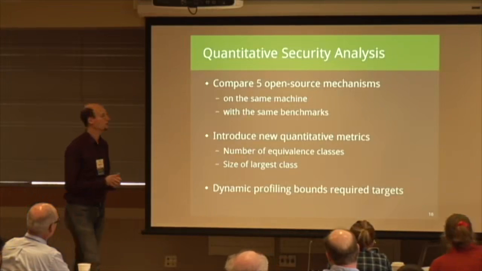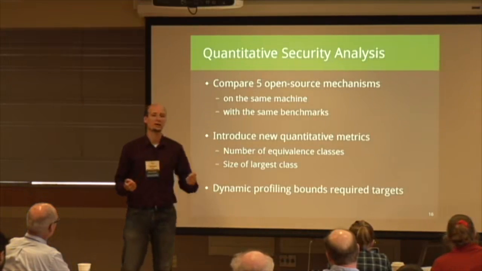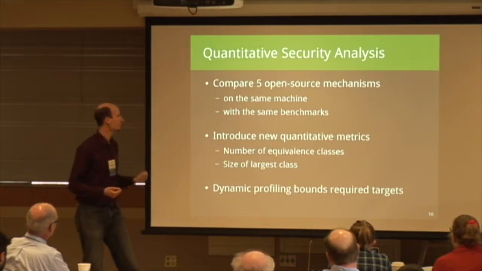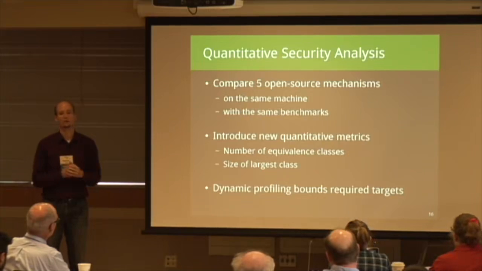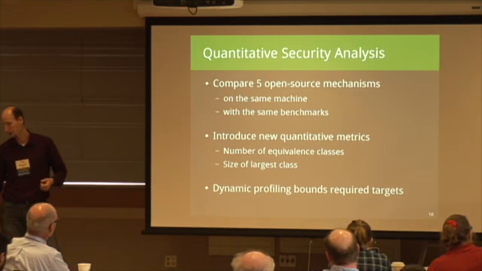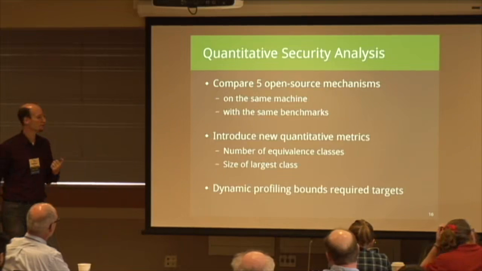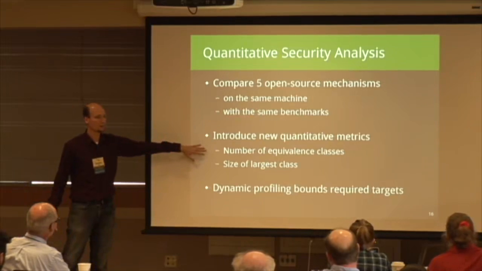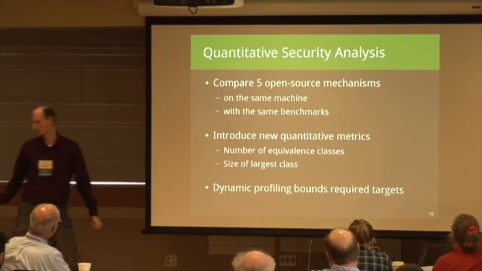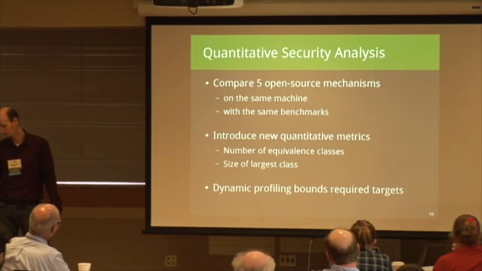So we compared actual mechanisms against each other on the same hardware, on the same machine, with the same benchmarks. So you can actually compare these different mechanisms, something that the research papers have not yet done. And we introduced new quantitative metrics: the number of equivalence classes and the size of the largest class.